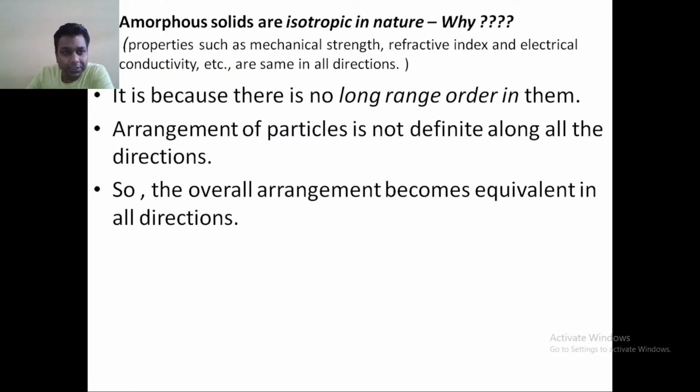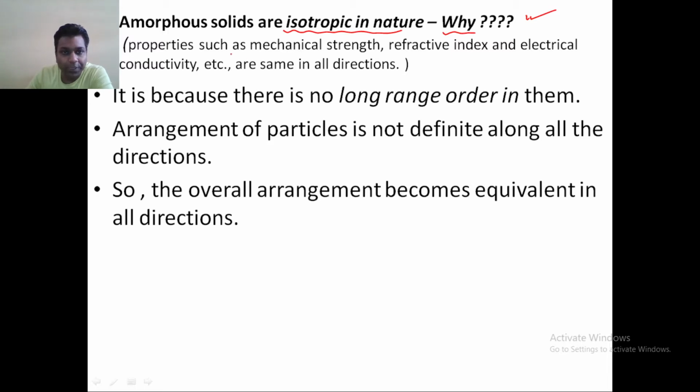Just now I told you why amorphous solids are isotropic in nature. This is required to be understood. Sometimes this kind of conceptual question comes for 2 marks also, so that's why I am taking this point. So why are amorphous solids considered isotropic in nature?